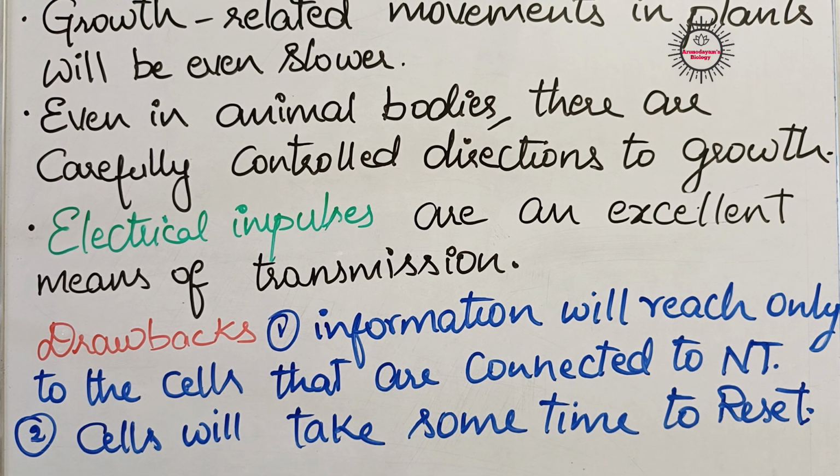Okay. Second drawback is cells will take some time to reset. For example, a nerve cell carries some information and transmits it to another nerve cell through synapse. What happens here is the nerve cell, after transmitting the information to the other cell, will take some time to reset. Okay, it cannot continuously transmit information. After transmitting the first information, it will take some time to reset and then it will get ready to take the second information. Meanwhile, we'll get a lag. Okay, so these are the two drawbacks of electrical impulse.